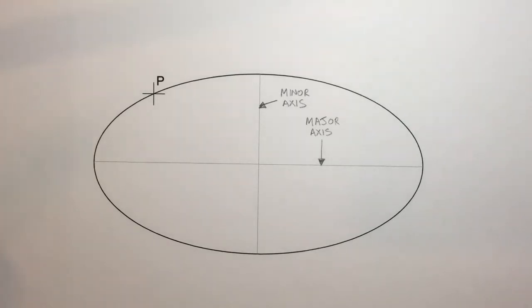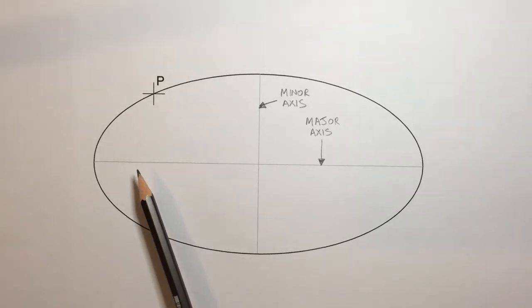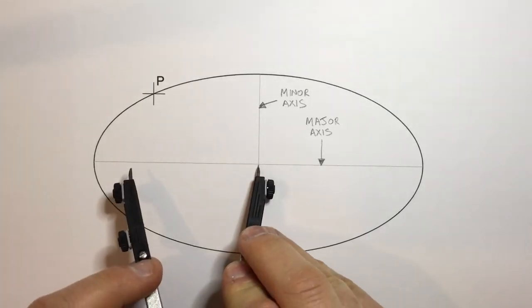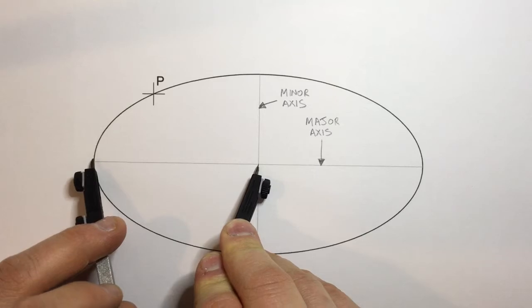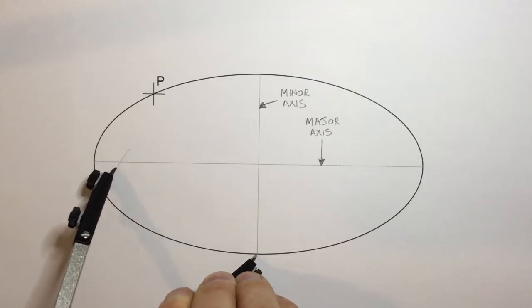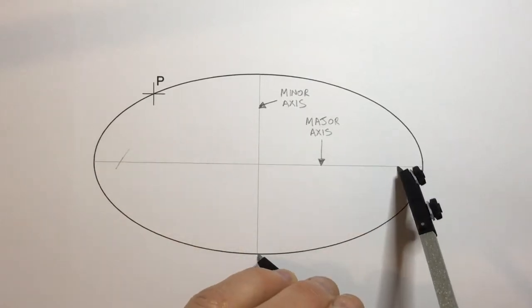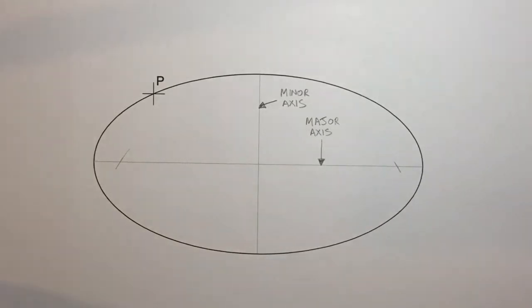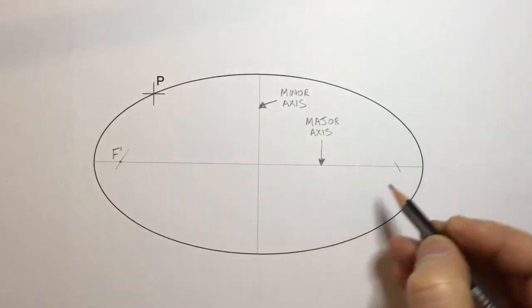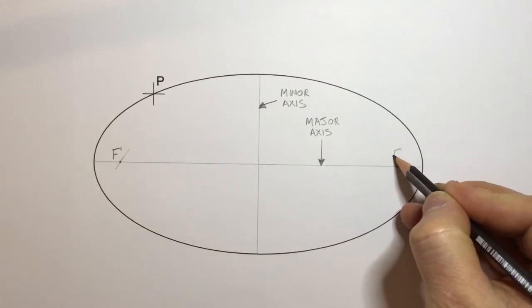So to start with, the first thing I need to do is find my focal points. Now, the focal points will be points on the major axis, so there's going to be a focal point roughly here and roughly here. To do that, we're going to set our compass to half of the major axis. I'm going to put my compass on the bottom of the minor axis, and I'm going to swing an arc onto the major axis. So where those arcs have crossed our major axis give us our focal points. So that's F1. This here is F2.